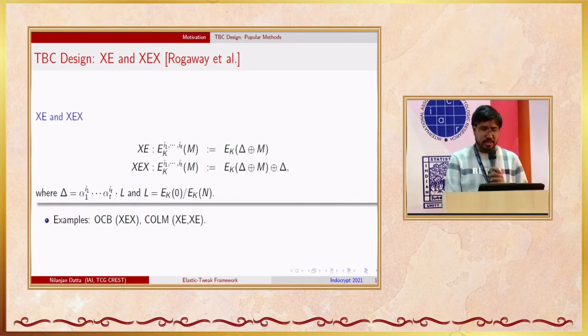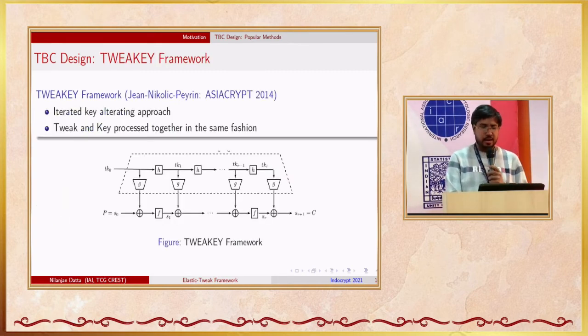Okay, so let's look at some TBC designs. One TBC design is proposed by Rogaway et al. This is called XE, that is XOR-encrypt, and XEX, that is XOR-encrypt-XOR. Here you can see the message is XORed with some masking state delta, and this delta is generated using L. L is basically an encryption of 0 or a nonce, depending on the construction. Similarly, you can define XEX, and based on XE and XEX, we have several popular authenticated encryptions such as OCB and COMET.